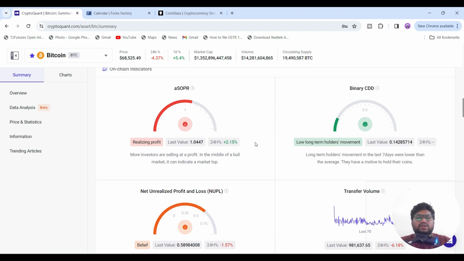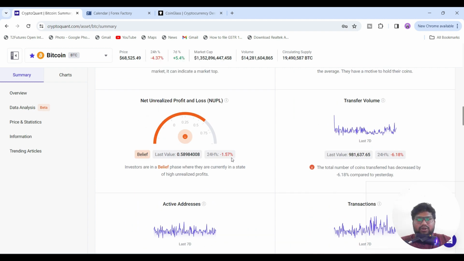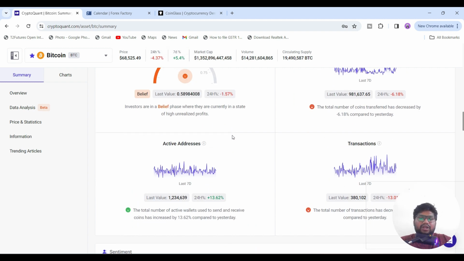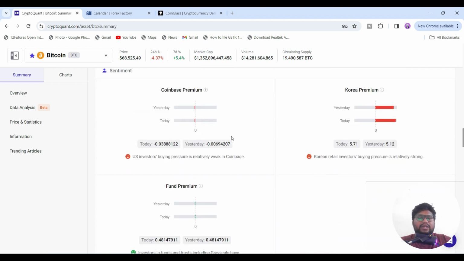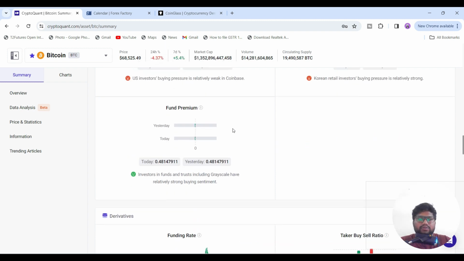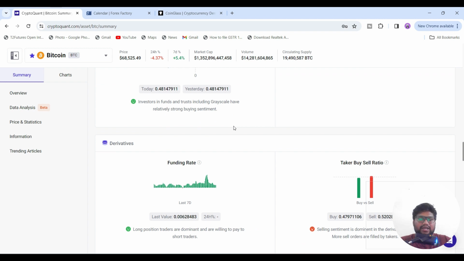You can see here the realized profit ratio: when it is more than 1, it is telling that the short term holders, who are holding their Bitcoin, are going to sell their Bitcoin for profit. So right now they are selling for profit, and that indicator is showing it. And the Coinbase premium indicates what the US investors are doing, whether they are selling or buying their BTC. If you observe here, they are selling their BTC. So yesterday, today, if you observe, the volume has decreased, they are selling their BTC.